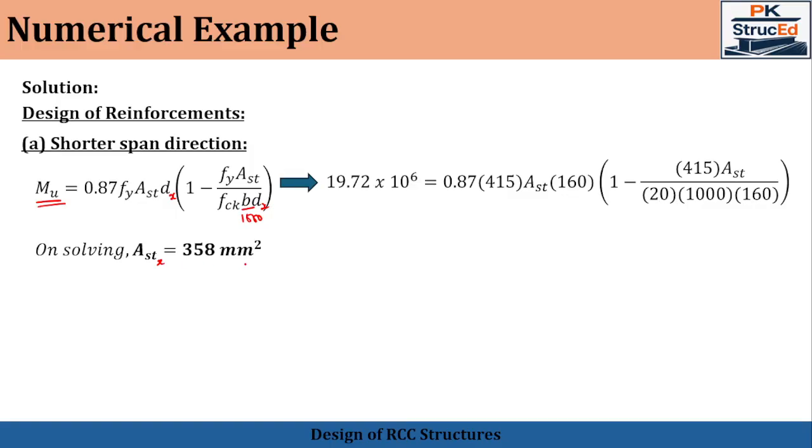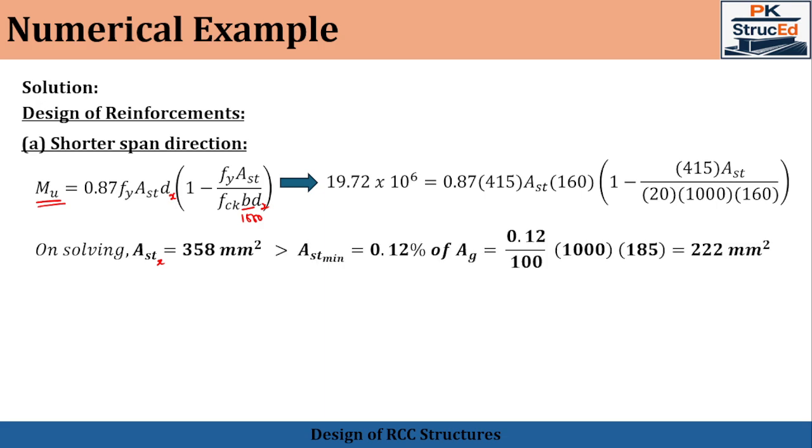On solving that quadratic equation, we are getting the Ast along the x direction as 358 mm square. Now this has to be checked for the minimum Ast condition of 0.12% of the gross cross-sectional area. Here the gross cross-sectional area is 1 meter by overall depth of 185 mm, this D. We are getting that value as 222 mm square. And here the Ast calculated is greater than the minimum Ast condition. We can provide the reinforcement for the calculated Ast itself.